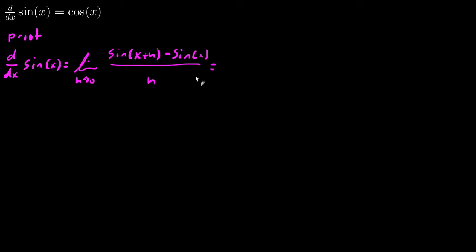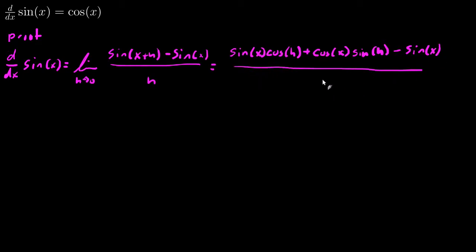Unfortunately, this doesn't work out as easily as the sum and difference, so f of x plus g of x, f of x minus g of x, and it's a little bit more annoying than the product and quotient rules. But it's not too hard if I recall the sine of a sum. So sine of x plus h is sine of x cosine h plus cosine x sine h. And I still have this minus sine x all over h, and I still have the limit.